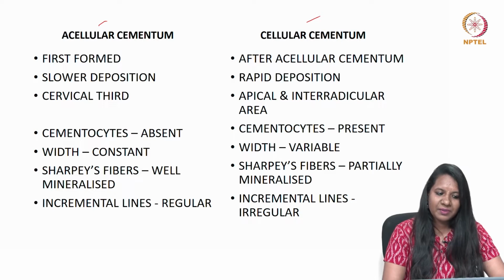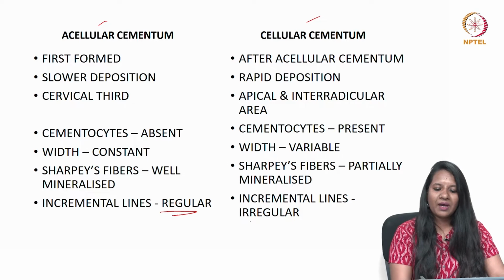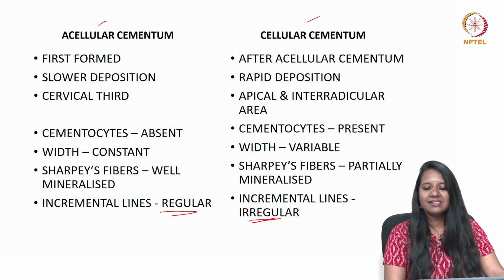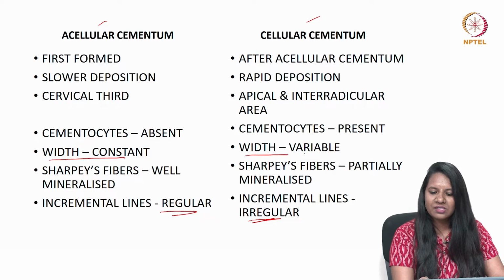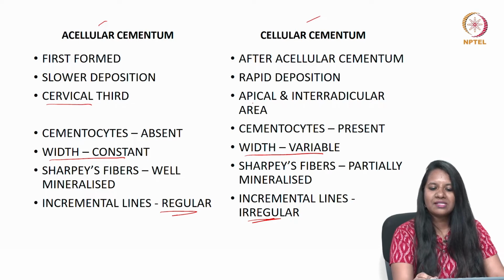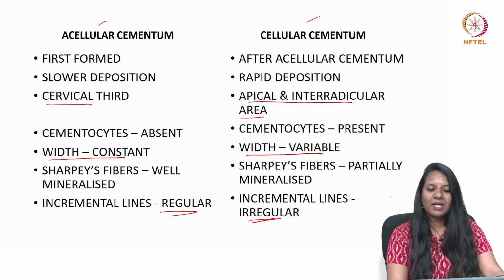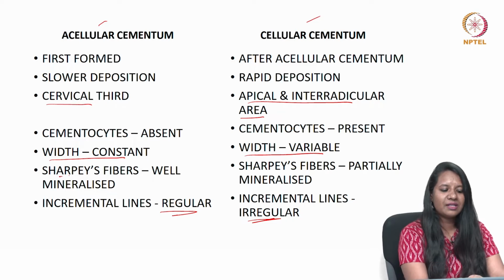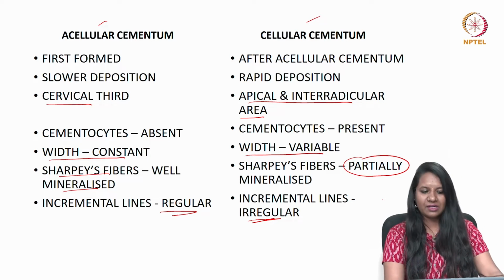Since there is slower deposition, the incremental lines in the acellular cementum are very regular, whereas in cellular cementum they are irregular. The width is constant in acellular cementum, whereas in cellular cementum the width is variable. Acellular cementum is present in the cervical third, whereas cellular cementum is present in the apical and interradicular area. And Sharpey's fibers are well mineralized in acellular cementum. They are partially mineralized in cellular cementum.